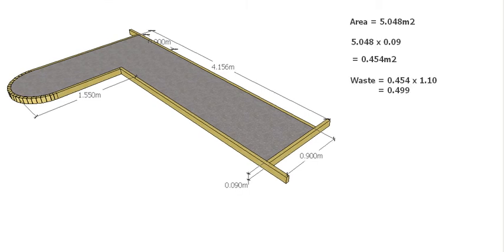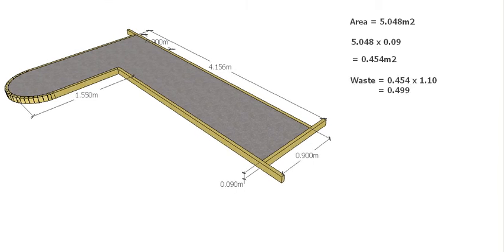Of course, if we're going to go to a concrete company, we'd have to factor in a little bit of waste as well. Okay, so 10% waste, so I'm going to times that by 1.10 to give me 10%. So it takes it up to 0.499, or almost half a cubic meter of concrete.